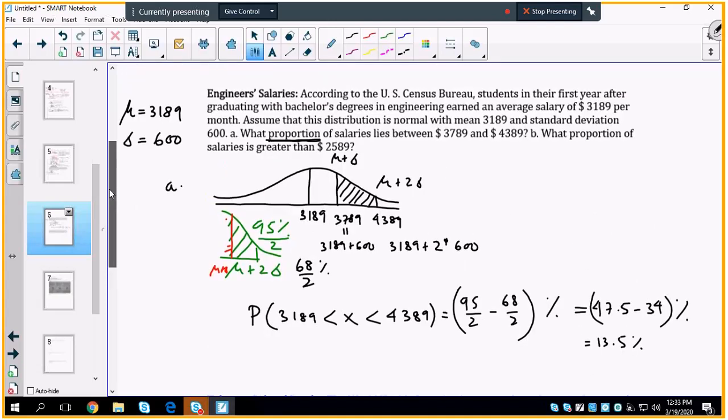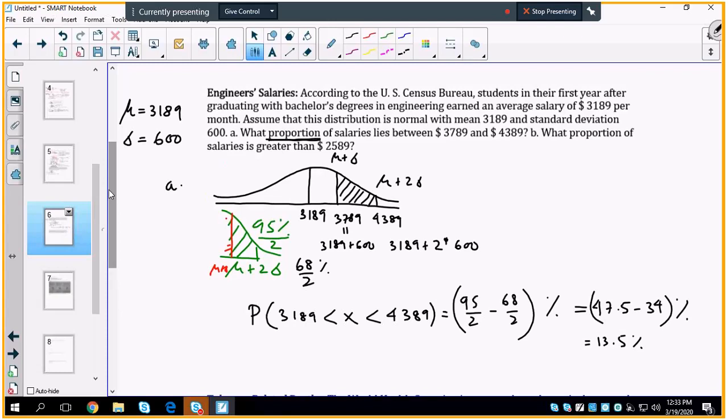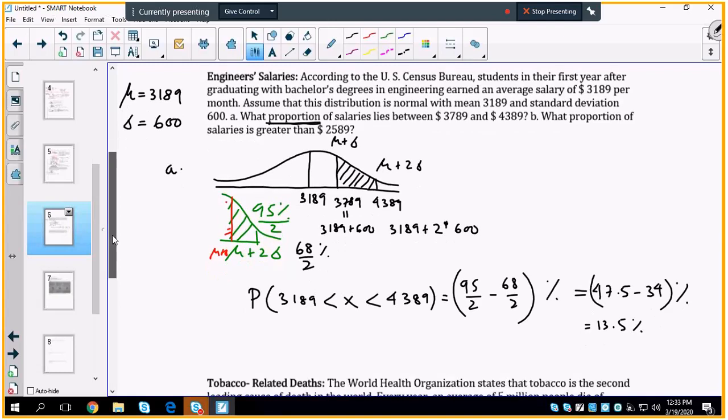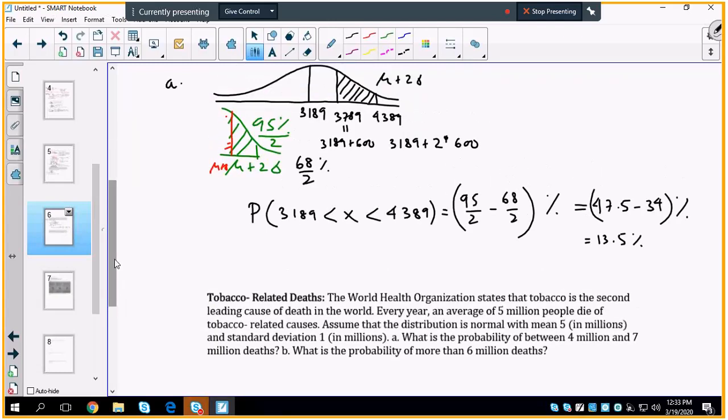The second part of the question is asking what proportion of salaries is greater than 2589. So now I want to talk about greater than 2589. Well, let's see.